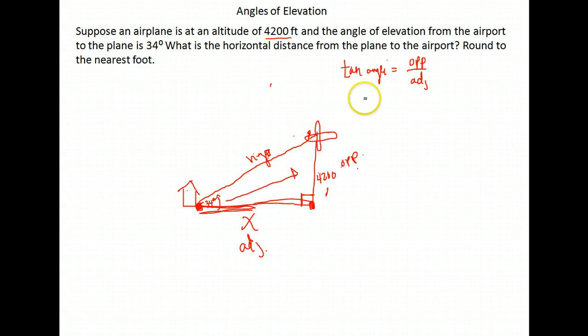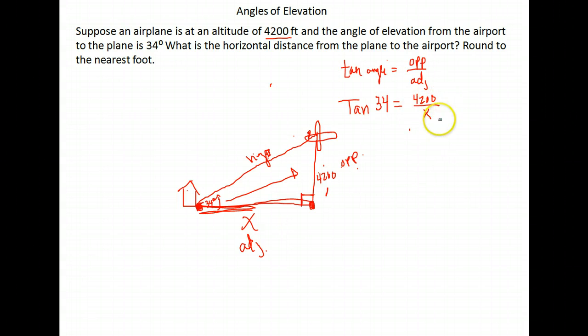Now that we've decided to use tangent, we set up our equation. Tangent of the angle, what was the angle? 34 degrees, is equal to the opposite leg. So for our angle, the leg opposite was 4,200, divided by the adjacent leg, which happened to be x, the part we're looking for. Now we have to solve this equation.